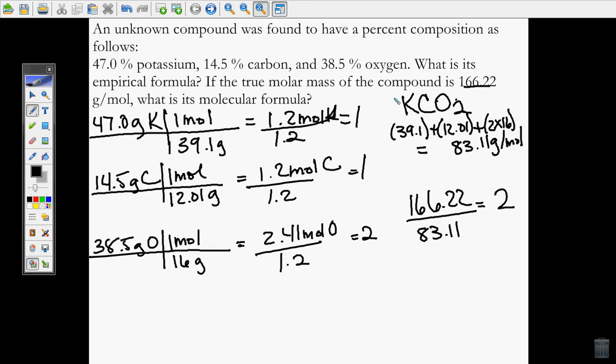So now I'm going to go back and multiply all these subscripts by 2. So I've got 2 K, 2 C's, 4 O's. This is my molecular formula.